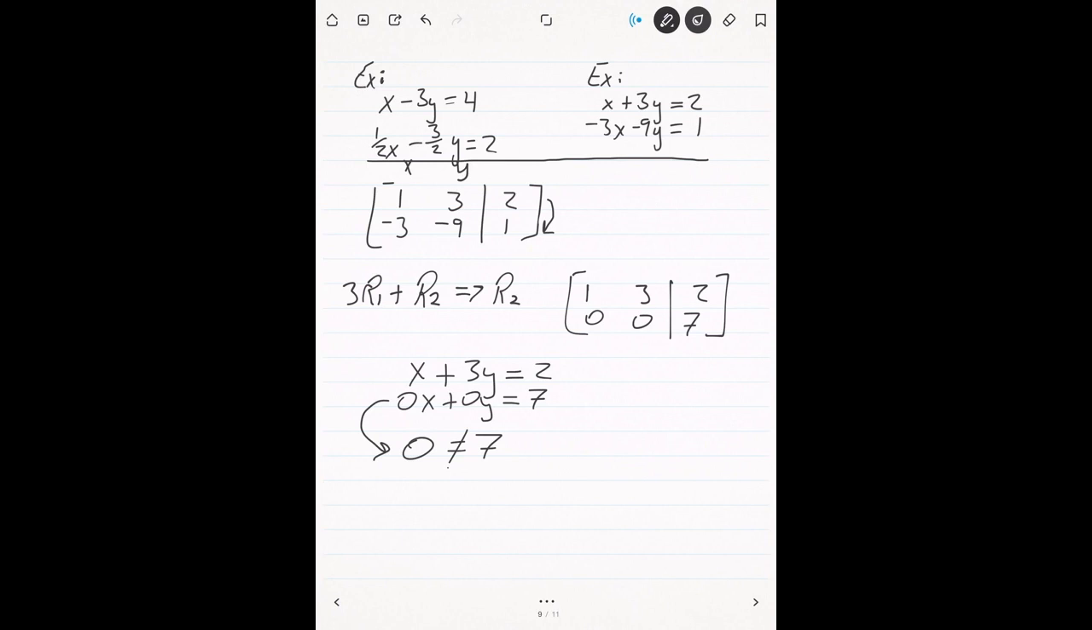Similar to when we would do things with the addition method or the substitution method. If you came across an identity, you would say, oh, I'm going to stop my work. There's infinitely many solutions here. However, if you came across a contradiction, like in this case, you would say there is no solution. There is no solution to this system of equations.